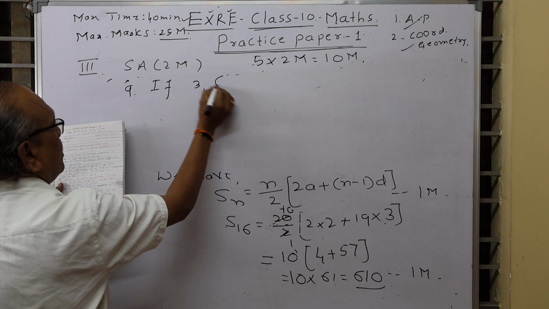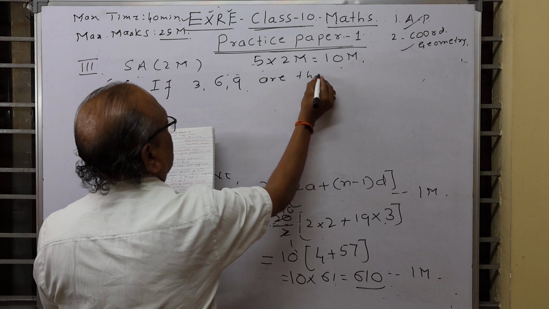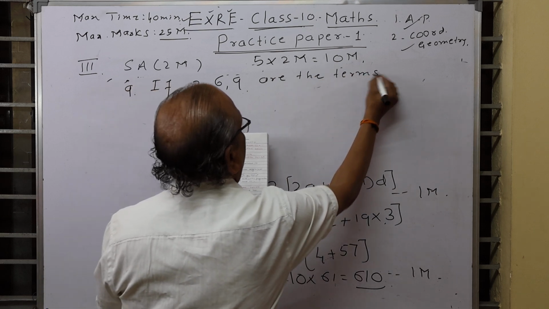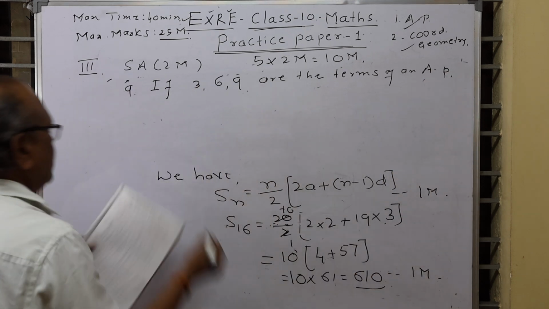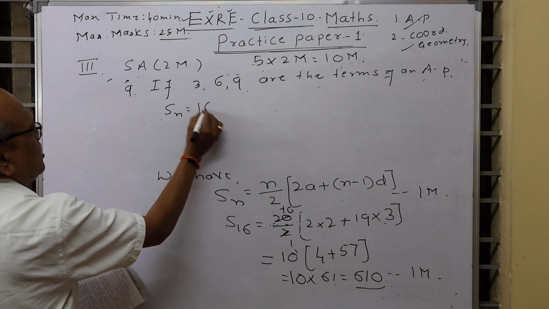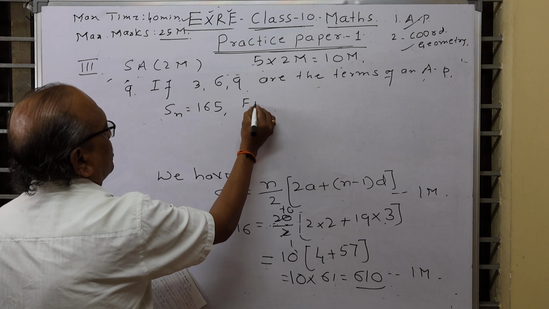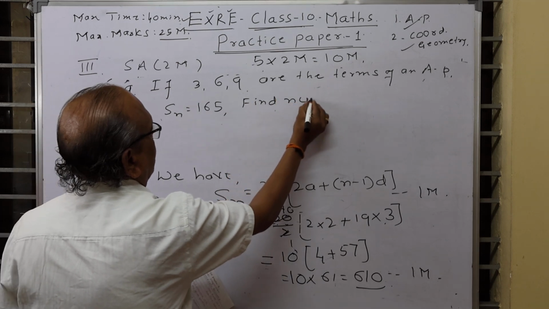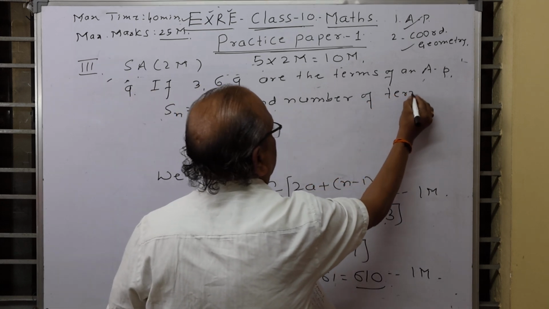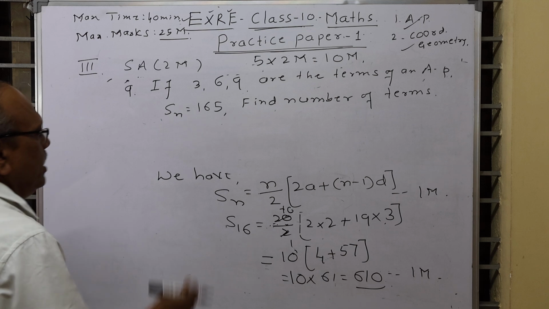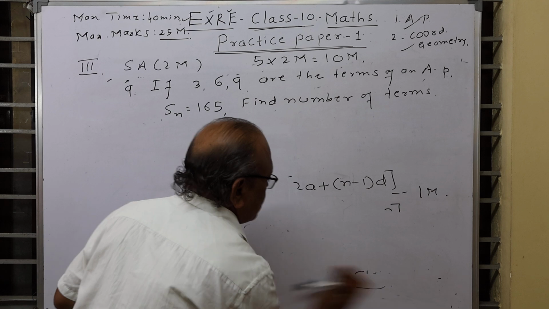If 3, 6, 9 are the terms of an AP, Sn is equal to 165. Find the number of terms. Look here. This time, it is a slightly different problem. Number of terms. Yes. Read the question carefully. If 3, 6, 9 are the terms of an AP.